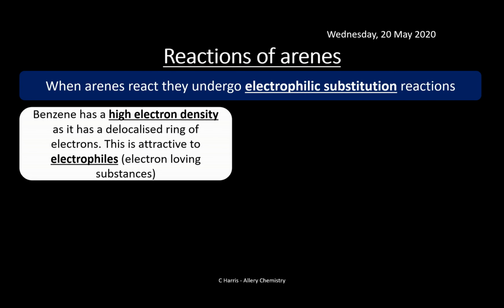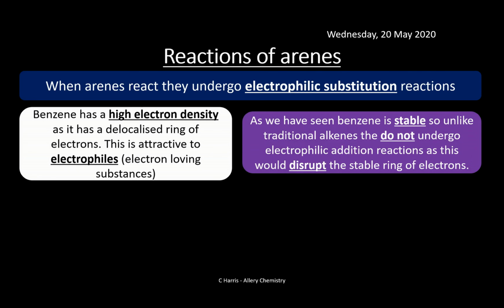That could be, for example, a double bond. So if you're adding to an alkene, it'll be electrophilic addition. The main difference with benzene is substitution, but we're still using electrophiles for this one as well. But as we've seen, benzene's really stable. So unlike traditional alkenes, where you've seen the addition of, say, bromine to it, they don't undergo electrophilic addition reactions, as this would actually disrupt the benzene ring, the stability of that. Remember, the stability in benzene comes from the actual delocalized ring structure.